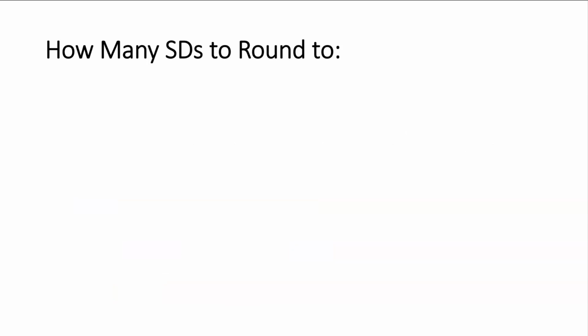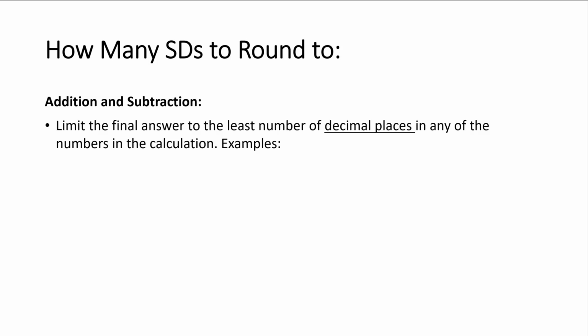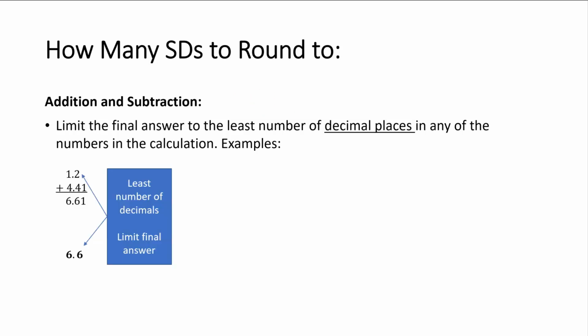Now let's look at addition and subtraction. For addition and subtraction, you don't go by the number of significant digits that are in the numbers you're adding or subtracting. You go by the number of decimal places that you're using in those numbers. So you want to limit the final answer to the least number of decimal places in any of the numbers used in the calculation. Let's look at an example.